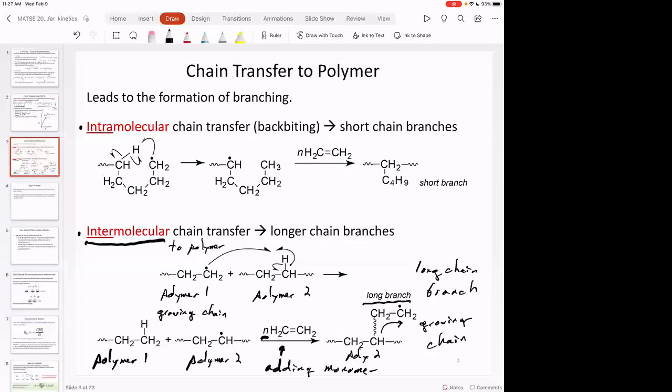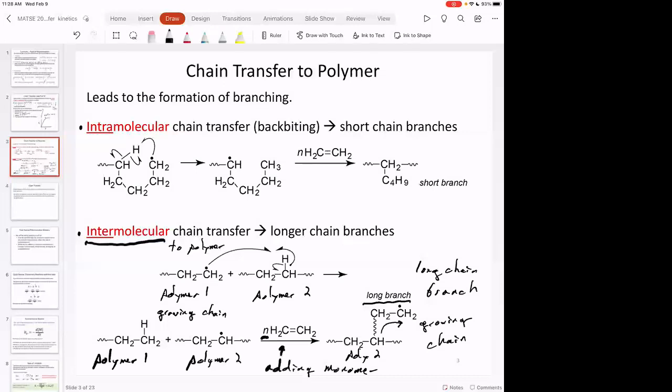What it doesn't do is change the overall molecular weight distribution of the polymer. You will have to trust me on that. That is hard to illustrate. But intermolecular and intramolecular chain transfer don't change the molecular weight of the polymer because you're moving the radical from one polymer to the other polymer. And so your whole distribution of polymer molecular weights stays within the distribution.